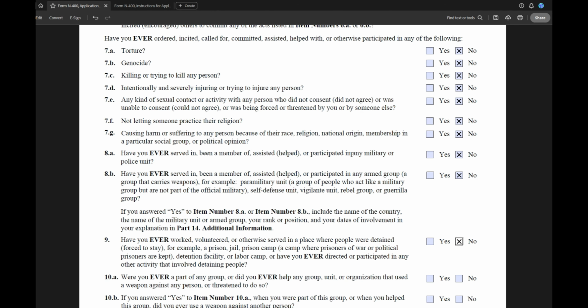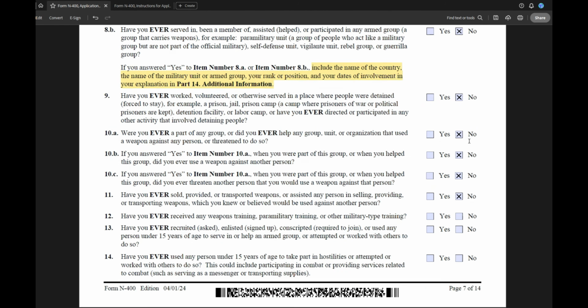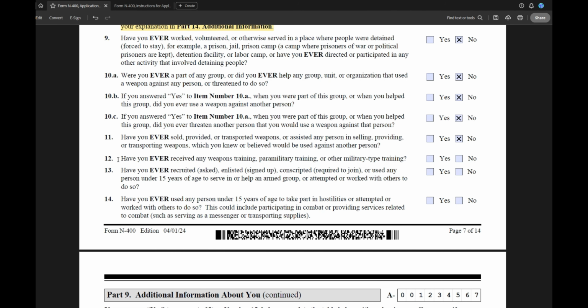Question 8A asks about being part of a military unit, and if you served in an army. Say, for example, you lived in a country that required compulsory military service, like Israel, for example, then you definitely should consult with somebody as to how to answer this question and what evidence to provide in this situation. If you answered yes to this question, you may potentially have to answer a question about receiving weapons training, military-type training. So keep that in mind.